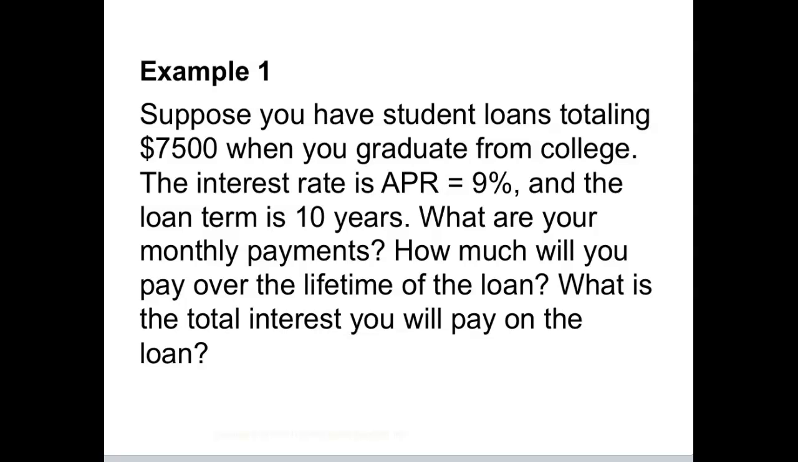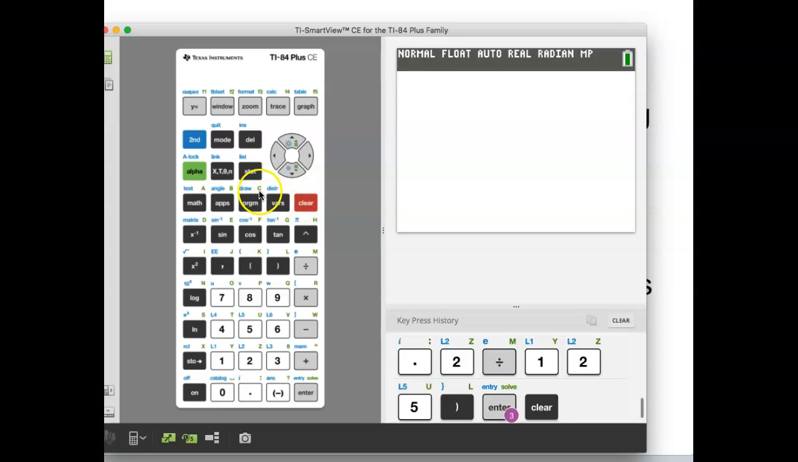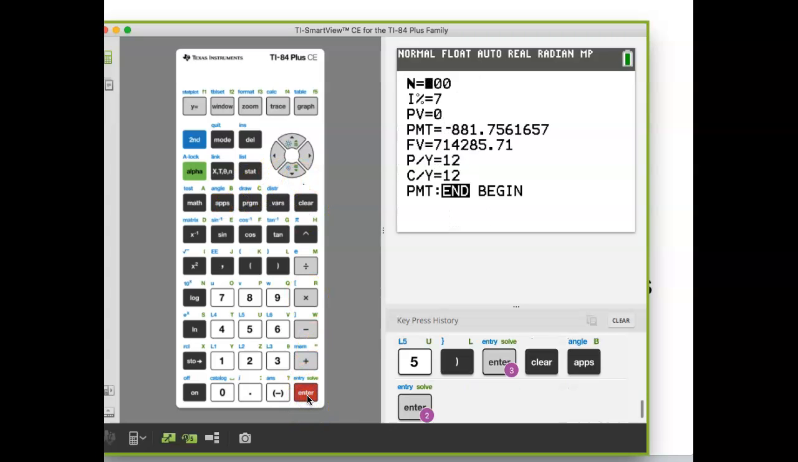What we're going to assume is that all of these loans are going to be monthly. You're generally paying loans monthly, so they also compound monthly. So let's go ahead and get out our TVM solver, our calculator. We can find that in Apps, Finance, TVM Solver.